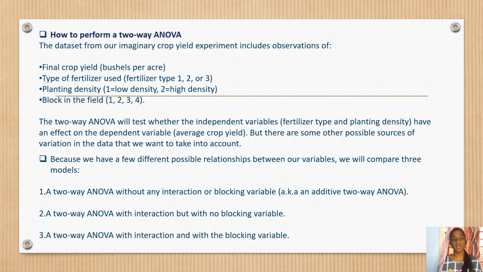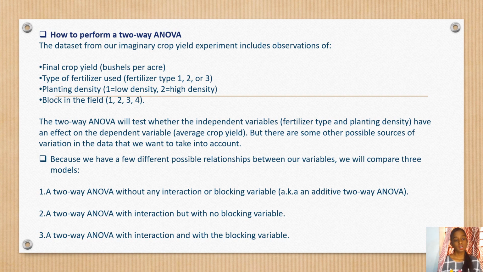Next we'll see how to perform two-way ANOVA, which is very important. The data set from our imaginary crop yield experiment includes observations of final crop yield, type of fertilizer used, planting density, and block of field. Two-way ANOVA will test whether the independent variables, fertilizer type and planting density, have an effect on the dependent variable. But there are some other possible sources of variance in the data that we cannot take into account. Because we have different possible relationships between our variables, we will compare three models.